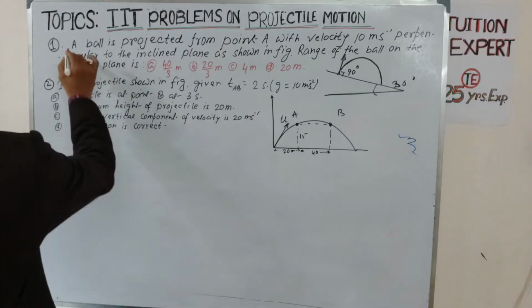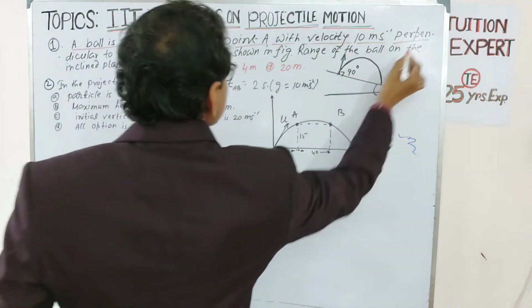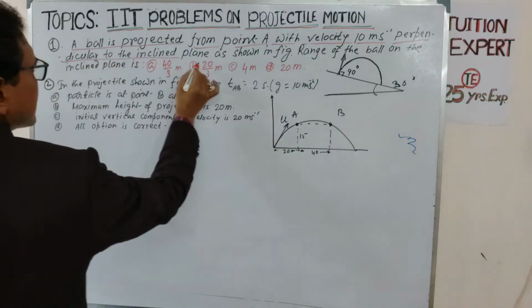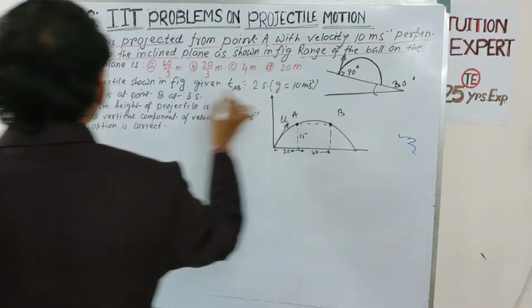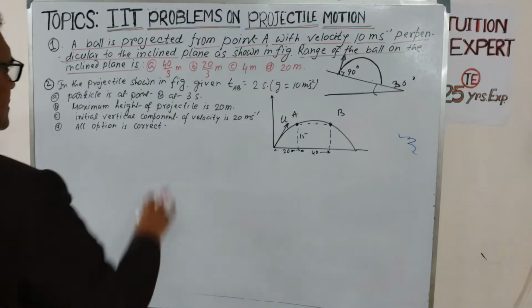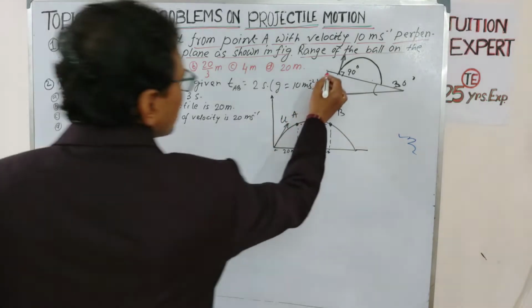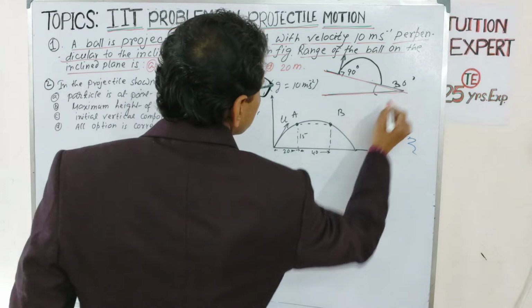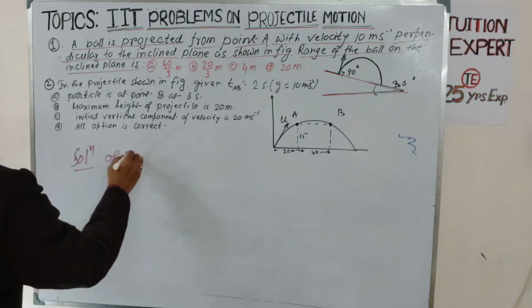The problem is: a ball is projected from point A with velocity 10 meter per second perpendicular to the inclined plane, as shown in this figure. The range of the ball on the inclined plane is what? Four options are given. Which one is correct? This is the problem. This is the diagram. So, solution of problem 1.